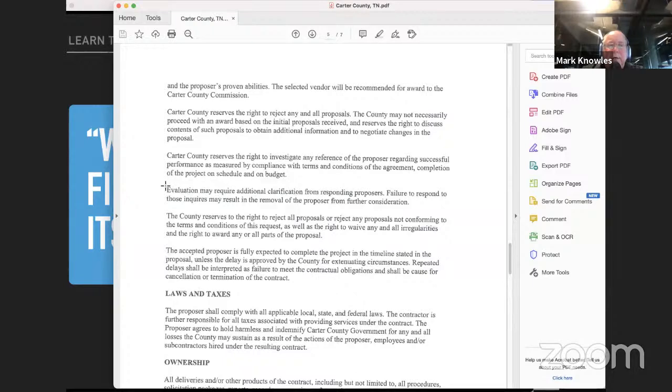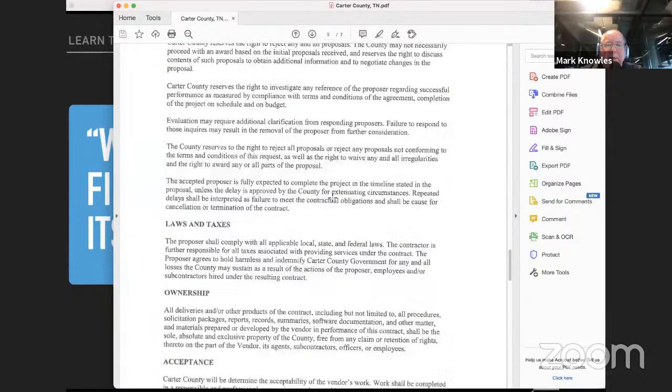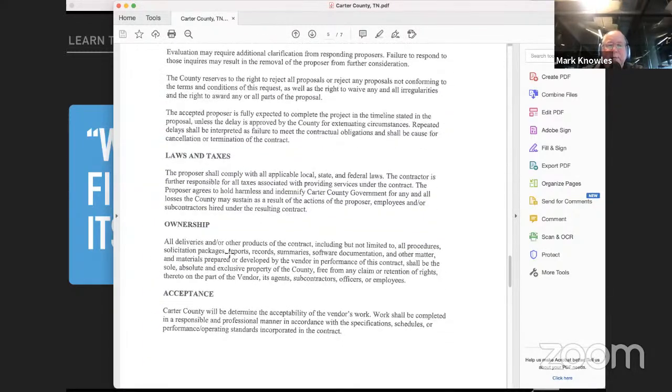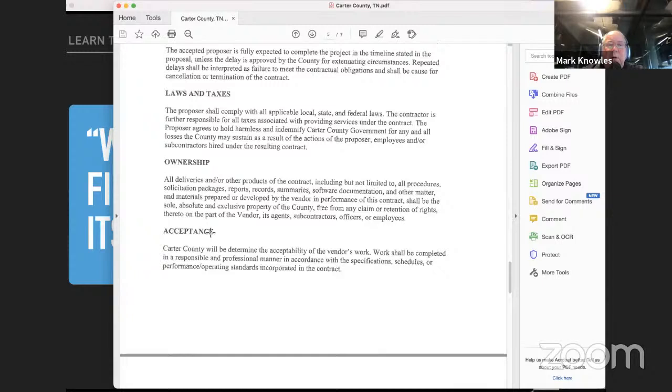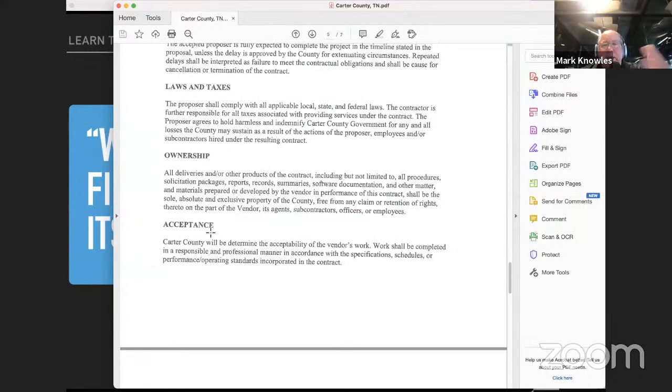And they're telling me evaluation may require additional clarification, so they're letting me know ahead of time that they're probably going to have a meeting where I might have to come in if they narrow it down to a small group, and so I should probably expect that. Once I get past that point, the rest of it's probably going to be somewhat consistently the same in almost all RFPs. So I imagine if I'm in Tennessee, I'm going to see the same sort of legal language.